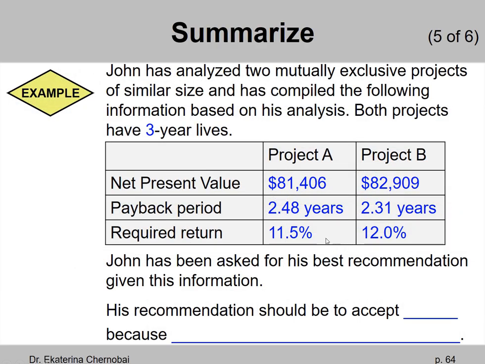Let's do a couple of summarizing examples. Let's say John has analyzed 2 mutually exclusive projects of similar size and has compiled the following information based on his analysis. Both projects have 3-year lives. So you can imagine year 0 when the money gets invested, year 1, year 2, year 3, right?